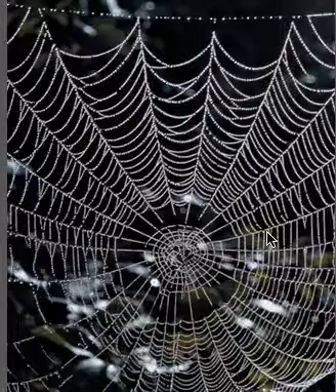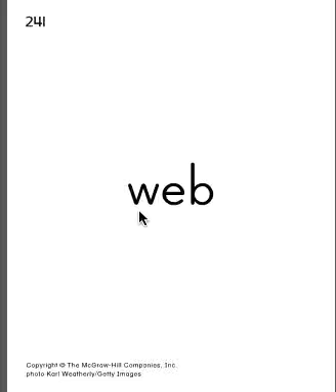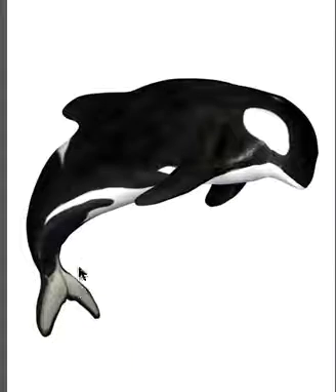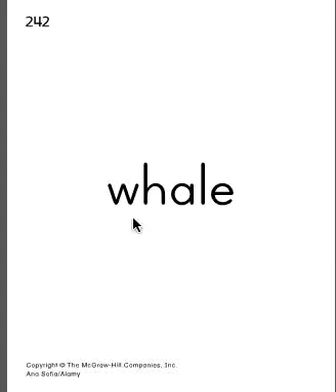Here we have a web. This is the word web. Here we have a large mammal. We call it a whale. This is how we spell the word whale. The E is silent. You don't hear it. It just stays right here so that we can really hear this letter sound. So that's why we say whale.